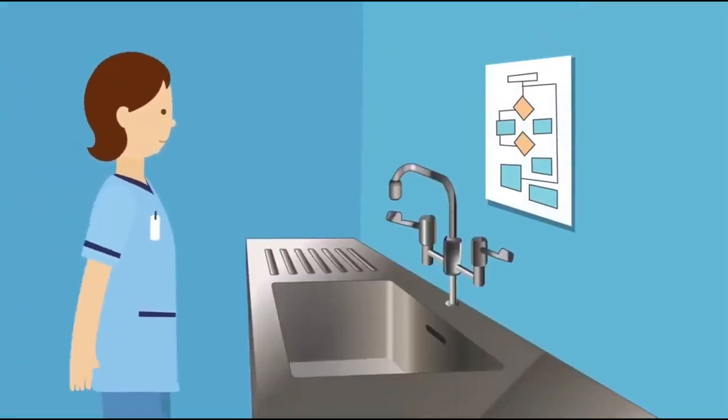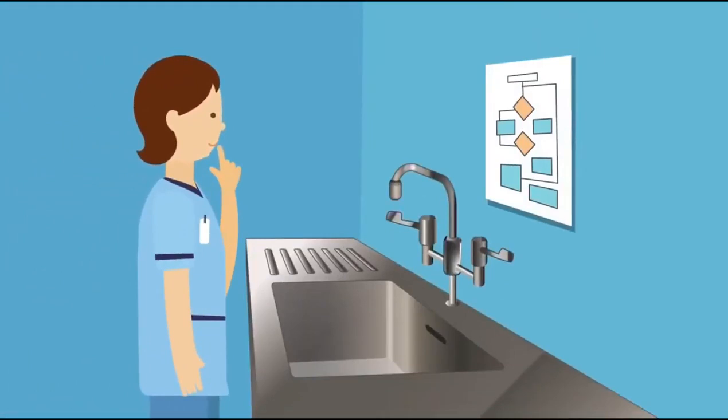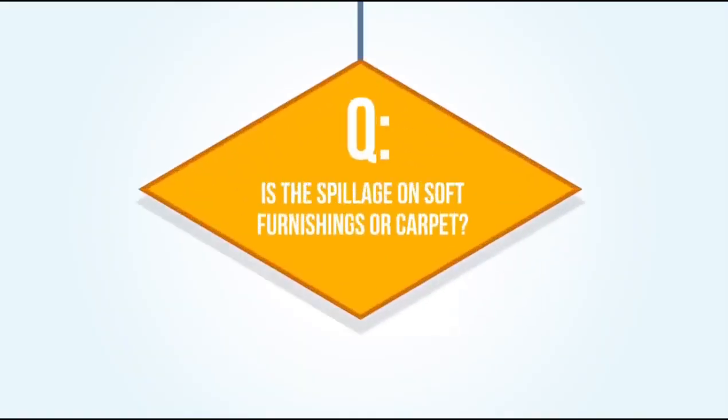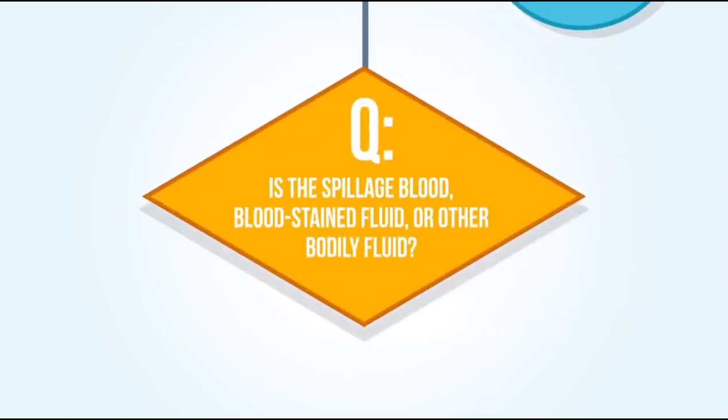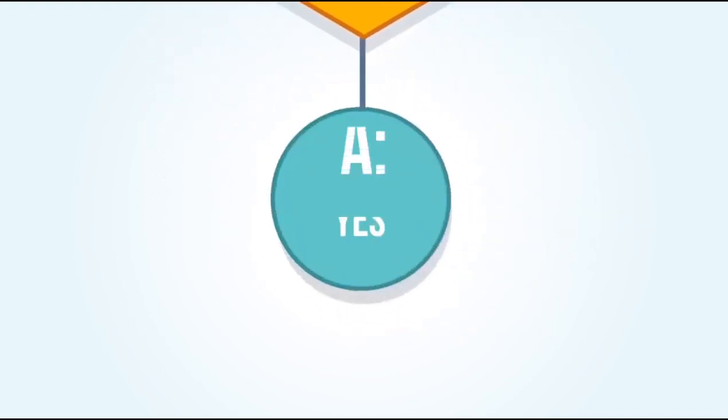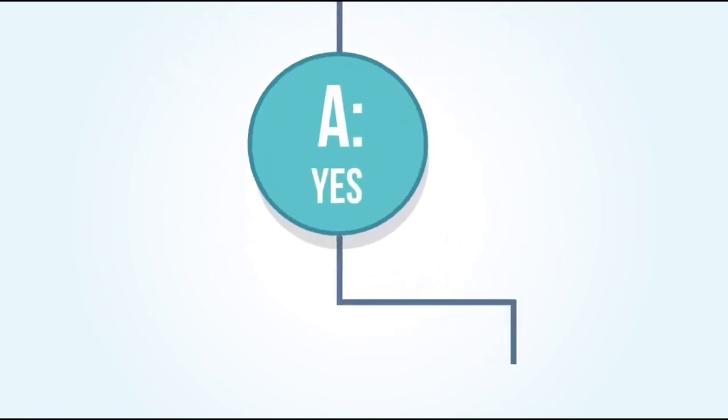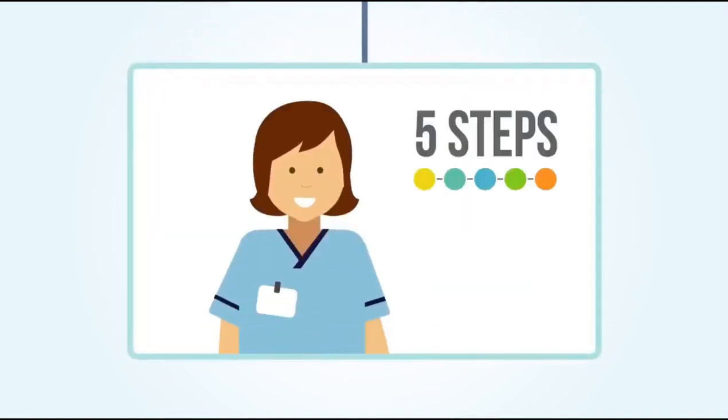Nuria goes over to the sluice area, consults the algorithm which is on the wall, and assesses the spillage by asking the following questions. Is the spillage on soft furnishings or carpet? No, it is on a hard surface. Is the spillage blood, blood-stained fluid, or other bodily fluid? Yes. Nuria can now follow the appropriate steps to successfully manage the spillage.